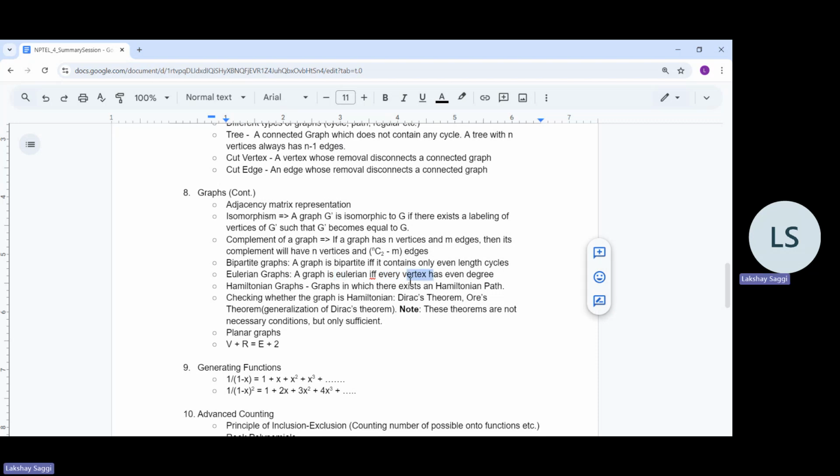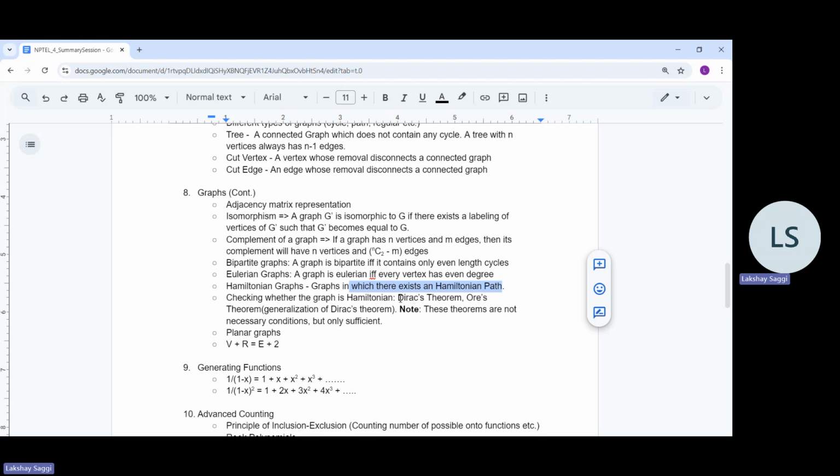And then what's a Hamiltonian graph? A Hamiltonian graph is a graph in which there exists a path which contains all the vertices. Note that a path does not have any repetition of edges as well as vertices. So if there exists such a path in the graph which contains all the vertices, then that's what we call a Hamiltonian graph. And this path is called a Hamiltonian path. And then we discuss Dirac's theorem and Ore's theorem, which check whether the graph is Hamiltonian.